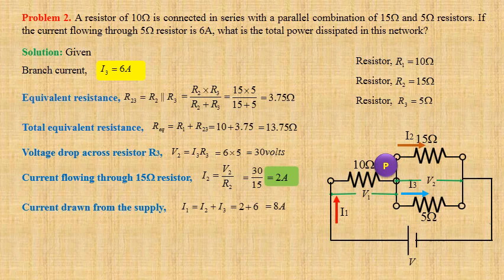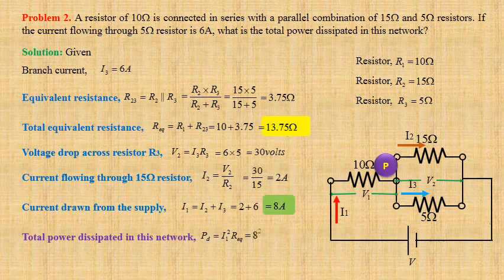Let us now calculate total power dissipated in this network. PD equals I1 square times Req. Using values we get 8 square into 13.75. That gives us 880 watts.